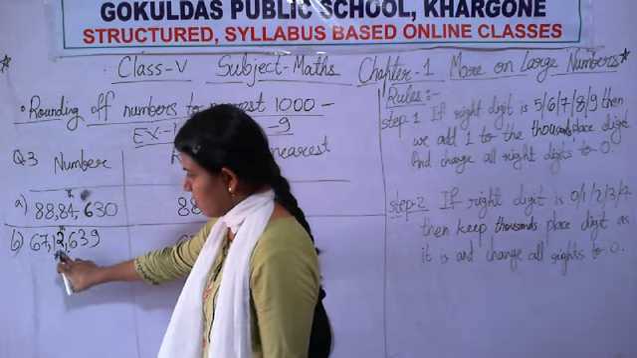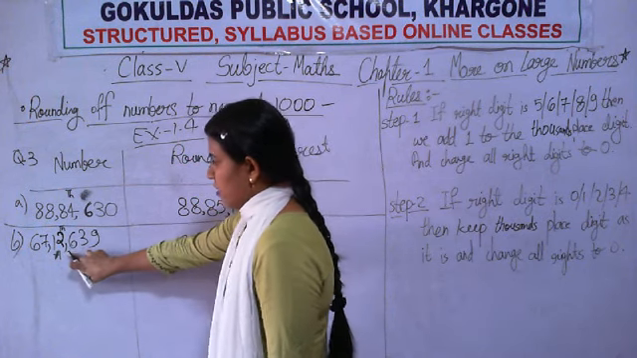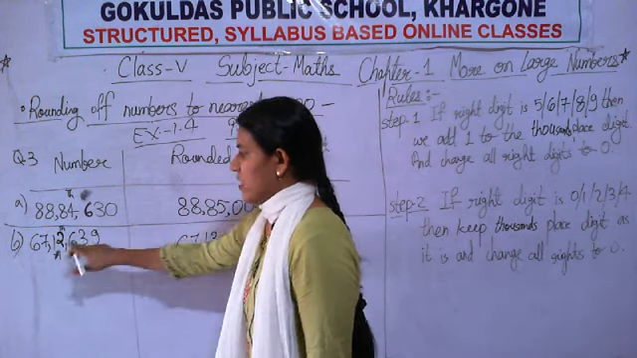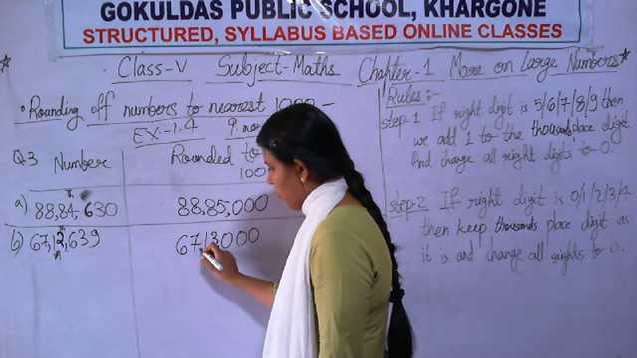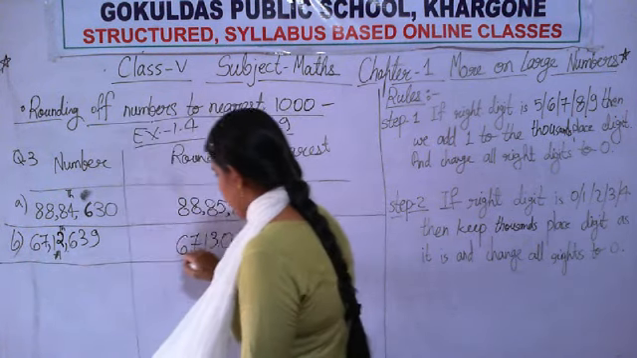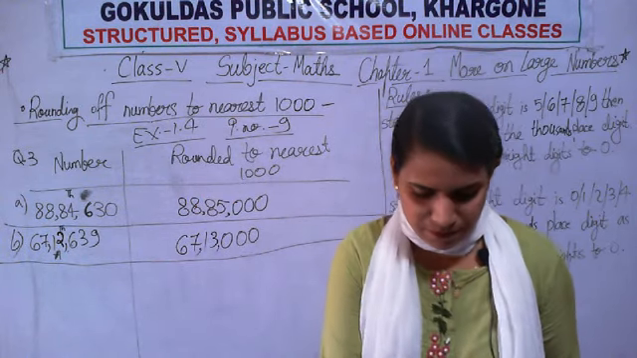But in the thousands place you are adding 1. So 2 plus 1, 3. And the remaining 3 digits, ones, tens and hundreds place, will be 0. Put commas according to the Indian system, okay? Now let's do the next.